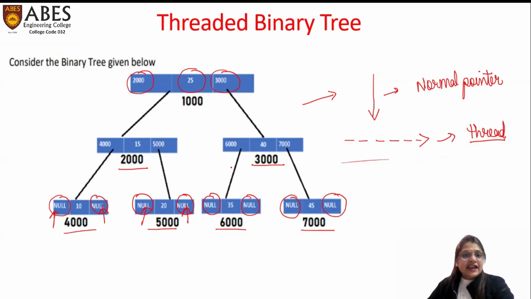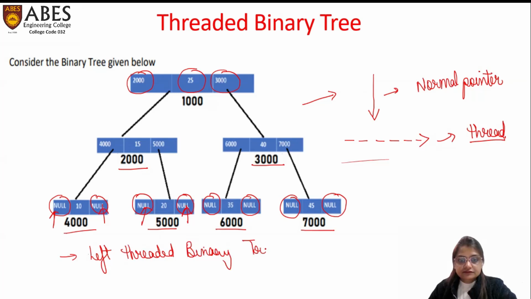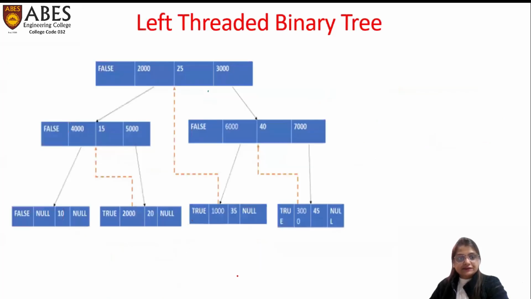If I want to draw the threaded binary representation corresponding to this linked representation, first I will discuss threading. Threading can be done in three ways: left threaded binary tree, right threaded binary tree, as well as full threaded binary tree. Let us discuss each one by one.